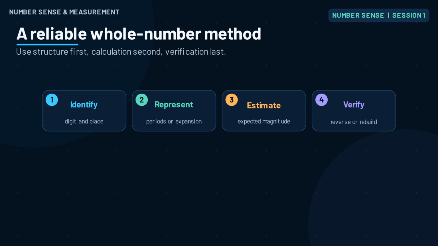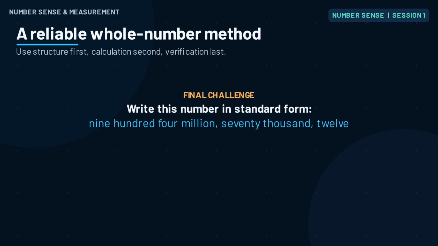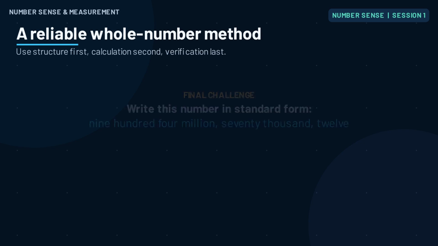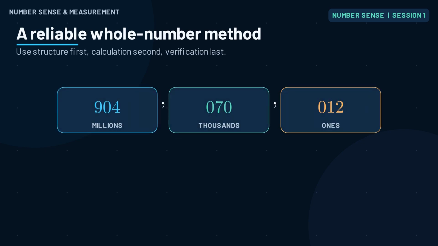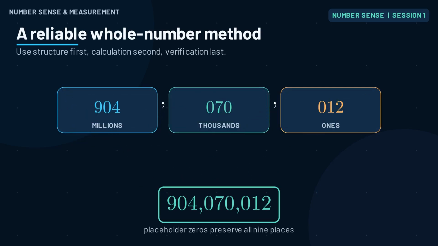Final challenge. Write 904,070,012. Use 3-digit periods and placeholder zeros. The numeral is 904,070,012, written as 904, 070, 012.